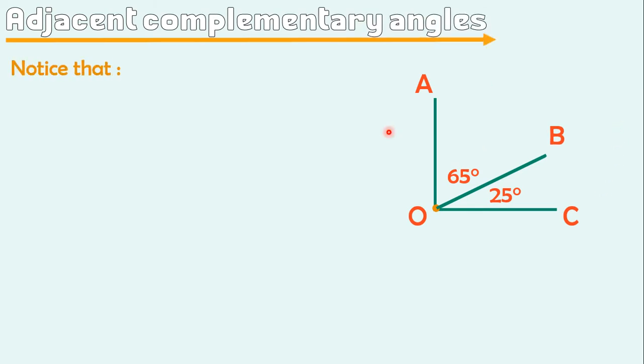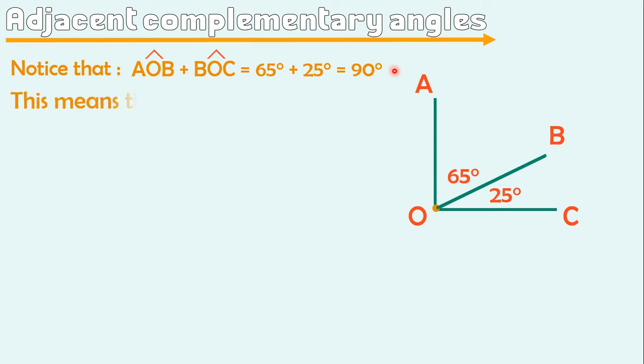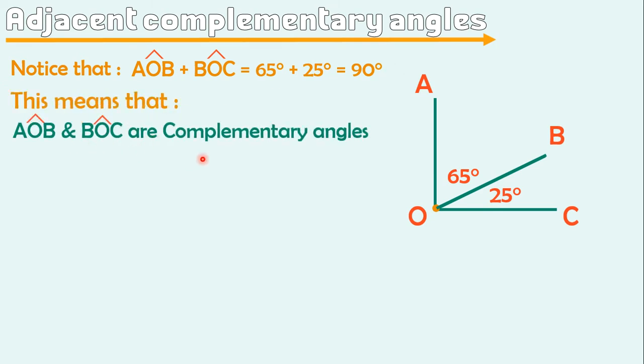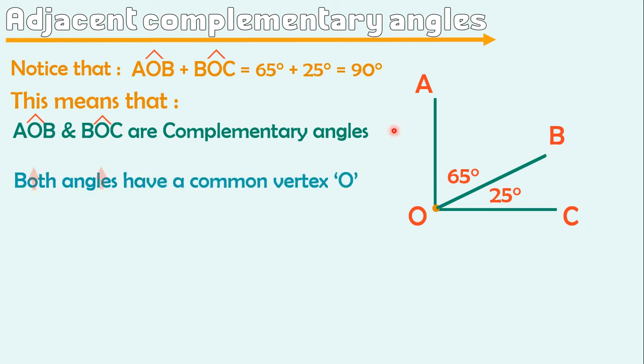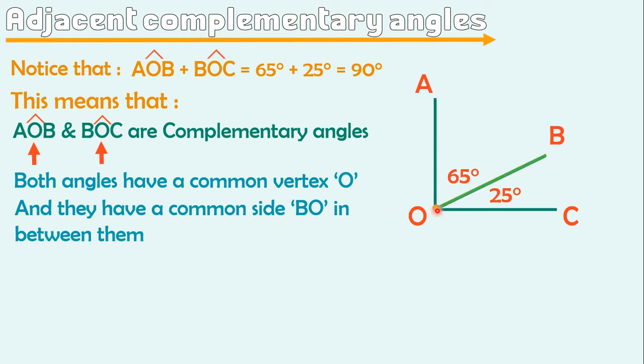Adjacent complementary angles. Notice that the angle AOB plus BOC equals 65 degrees plus 25 degrees equals 90 degrees. This means that these two angles are complementary angles because their sum is 90 degrees. Both angles have a common vertex O, and they have a common side BO in between them. So I can conclude that they are adjacent.